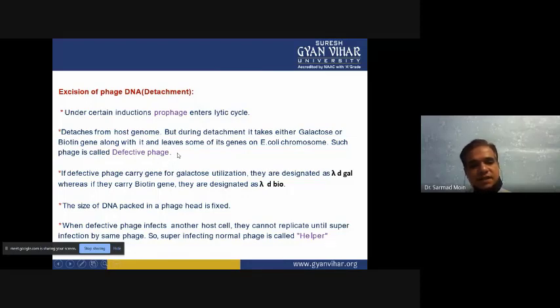bacteriophage DNA inside the bacteria, this type of mechanism we call defective phages, because the entire bacteriophage genome is not part of the bacteriophage. Inside, they are carrying some of the bacterial genes, and the remaining bacteriophage DNA remains inside the bacteria only. So we call them defective phages. When they are released from the bacteria, they can carry either the galactose gene or biotin. Any one gene only they can carry.